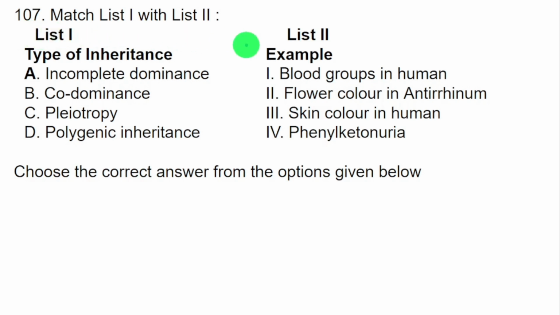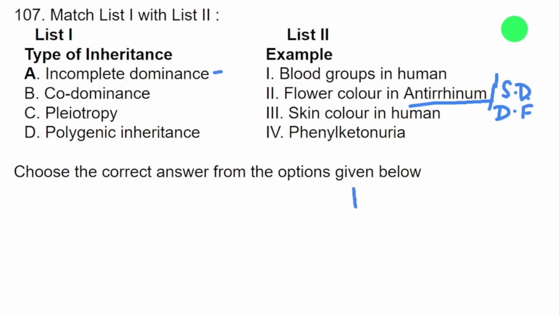Match list 1 with list 2. So list 1 has types of inheritance and list 2 has examples. So first one, incomplete dominance. The classic example is of Antirrhinum species. This is also called snapdragon. Another name is dog flower. So what is seen, as the name suggests, in incomplete dominance?